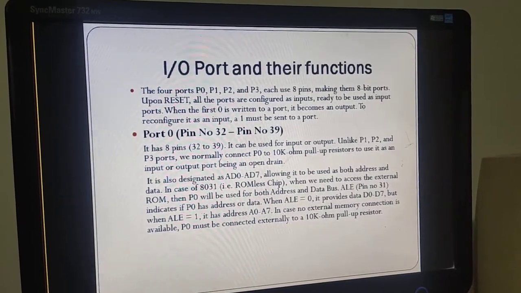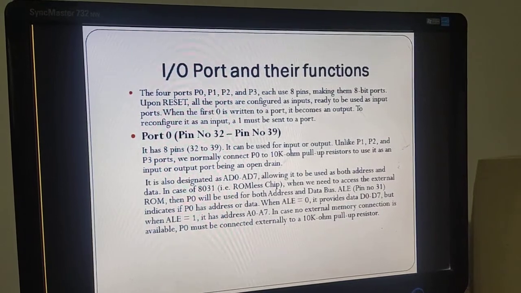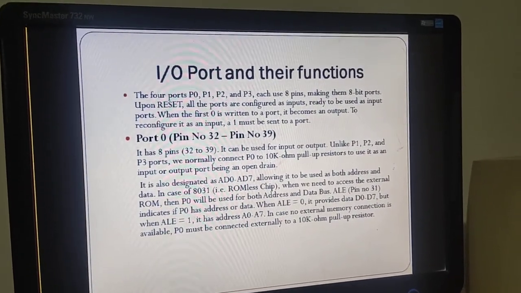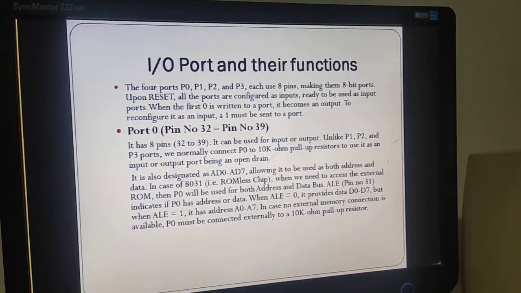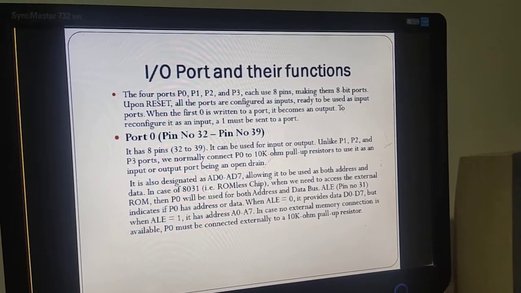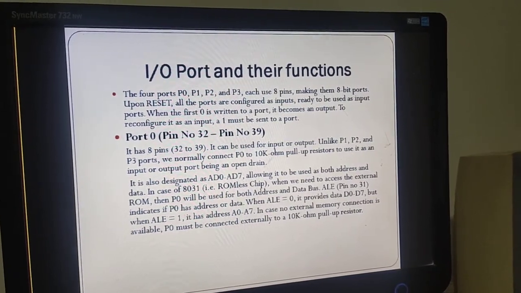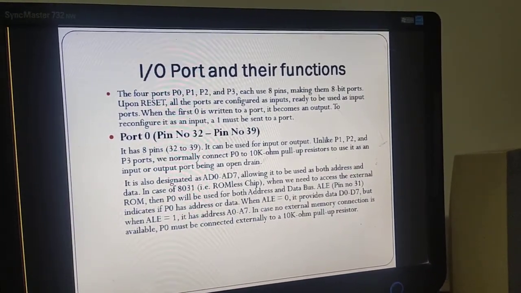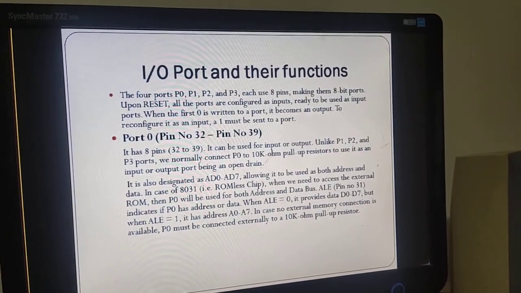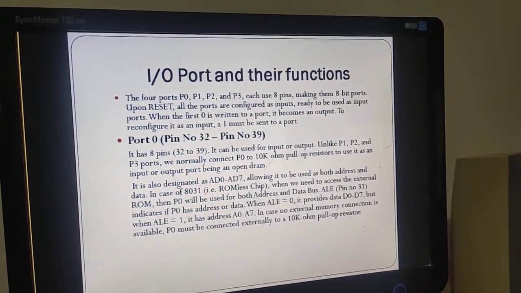We'll talk about their ports and their functions now. The four ports, P0, P1, P2, P3, each use 8 pins, making them 8-bit ports. Upon reset, all these ports are configured as inputs, ready to be used as input ports. When a 0 is first written to a port, it becomes an output. That is, whenever a 0 is written to port 0, it becomes an output port. Whenever a 1 is written, it becomes an input, because they are bidirectional.